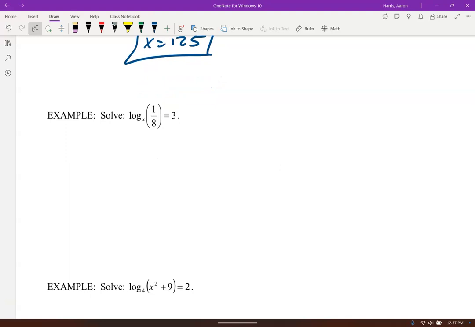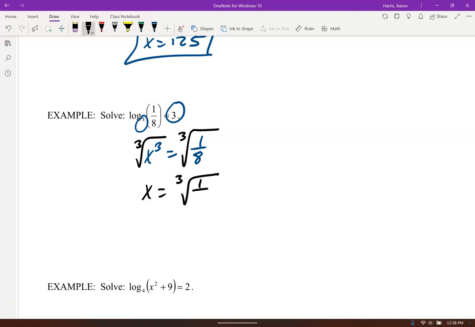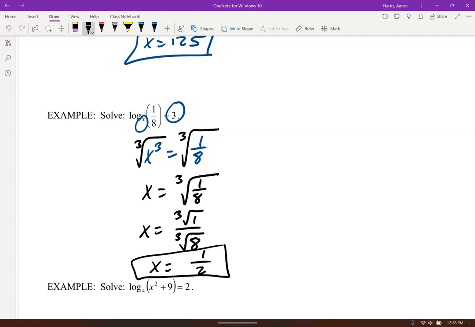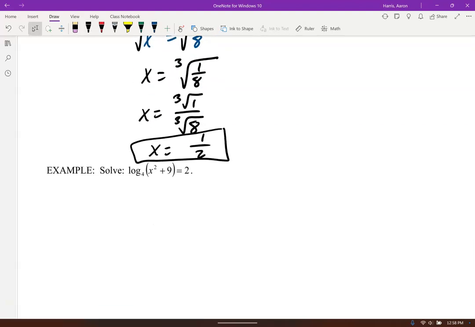Let's solve for x here. Now it's my base. So here I'm going to go to exponential form on this. I'm going to go x to the third equals 1/8. I'm going to solve for x. So I got to take a third root of both sides. So x is the third root of 1/8. Well, the third root of 1 over the third root of 8. Third root of 1 is 1, third root of 8, 2 times 2 times 2, right? I have 3 2s, so that'd be 2. So x has got to be a half on that.